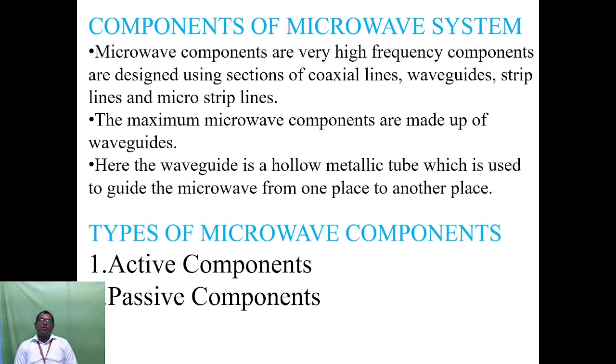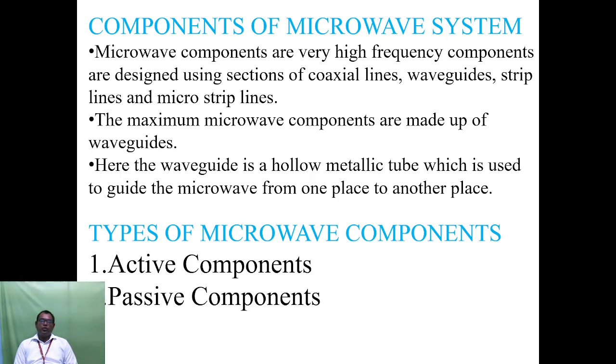And next one, components of the microwave system. Microwave components are very high frequency components, designed using sections of coaxial lines, waveguides, strip lines and microstrip lines. Most microwave components are made up of waveguides. Here the waveguide is a hollow metallic tube which is used to guide the microwave from one place to another place.